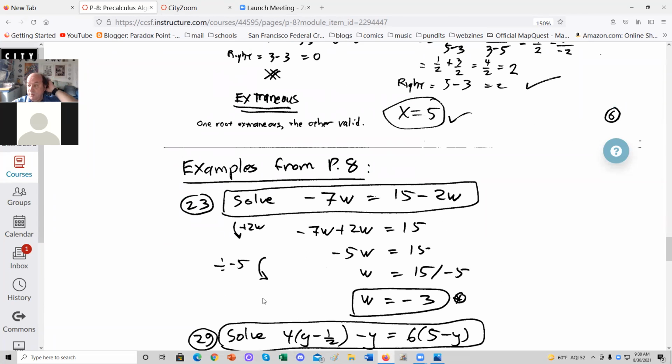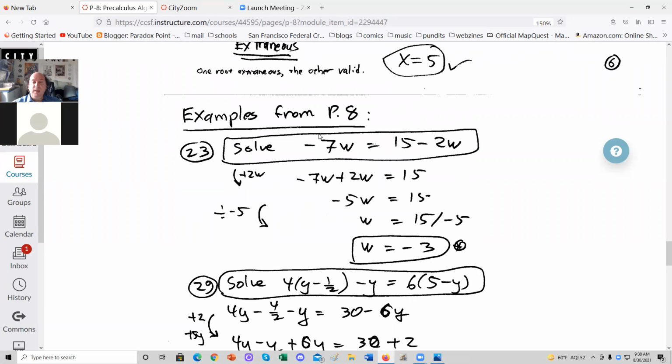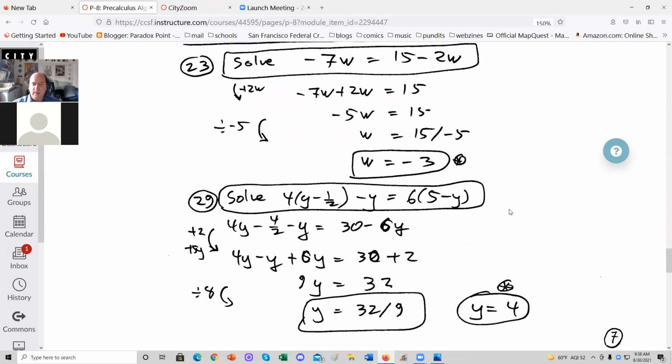So we proceed with some examples. Solve negative 7w equals 15 minus 2w. We add 2w to both sides to transpose this term to the left. Minus 7w plus 2w equals 15. Minus 5w equals 15. Divide both sides by minus 5. You get w equals 15 over negative 5. So w is negative 3, and there's your solution.